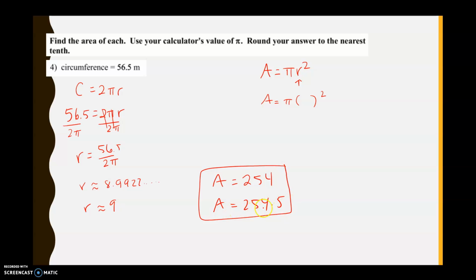I just added this one because I noticed that this one wasn't taking your answers if you put that in there. So again, if you kept it in your calculator, you got this answer. If you rounded it to 9, you got this answer. But they both should work now.